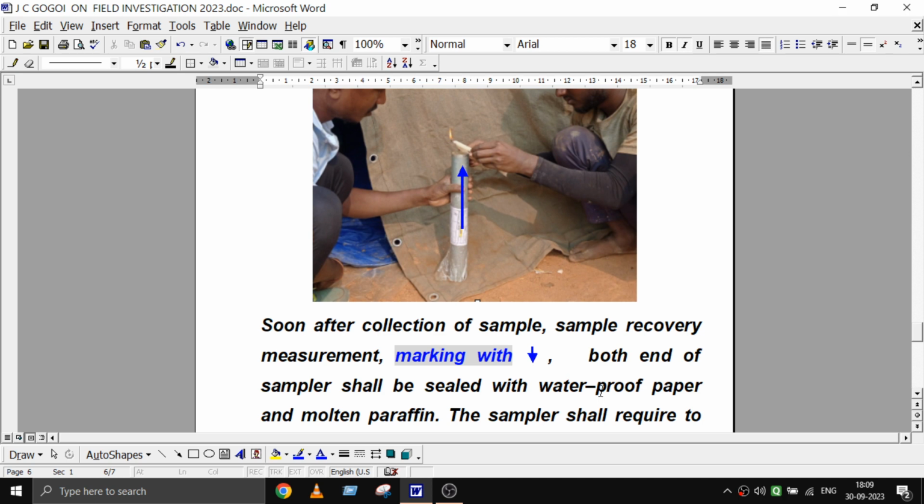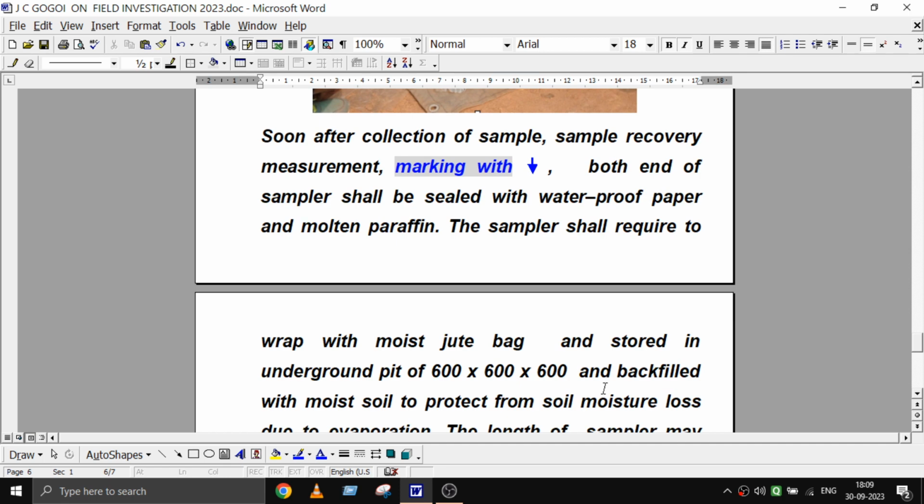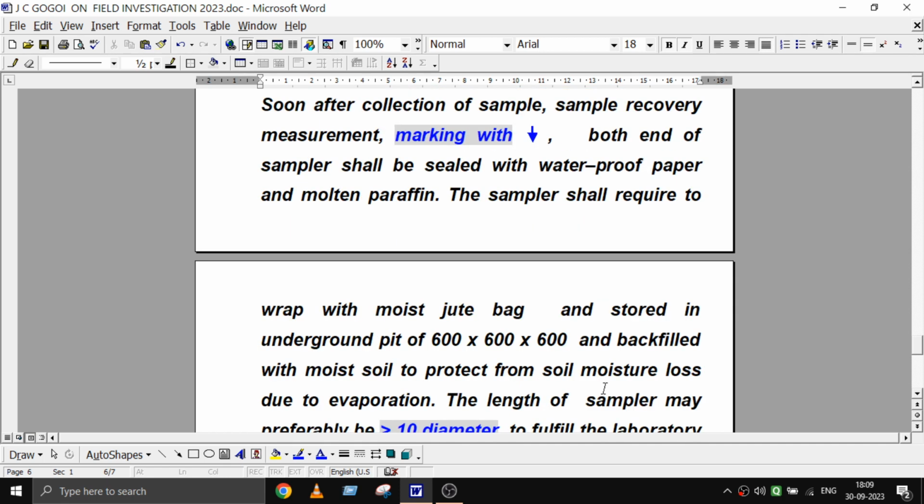waterproof paper and molten paraffin to retain the soil moisture. The soil samplers shall be wrapped with moist jute bag. Whether jute bags are nowadays available in every place or not, in our places jute bags are available where sugar is coming.